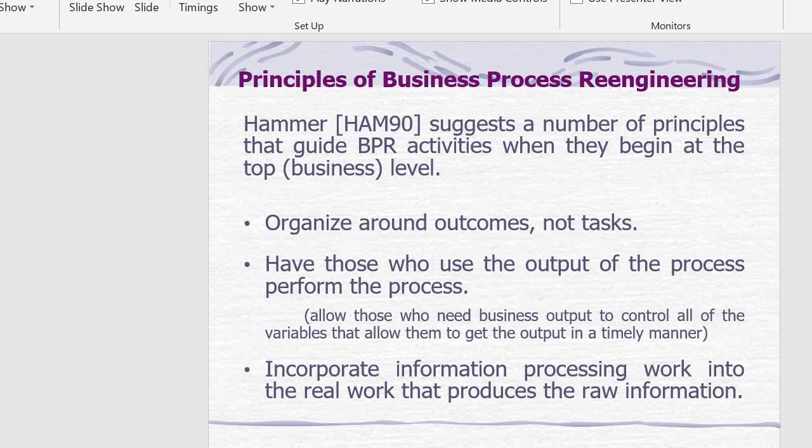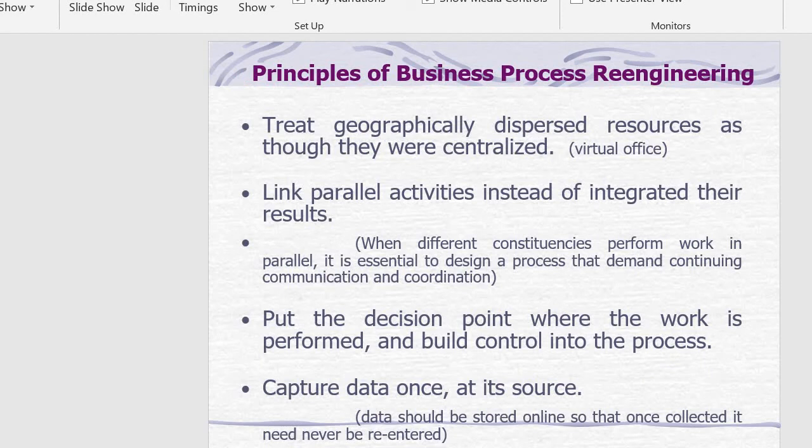One of the important principles in business process re-engineering is to incorporate information processing into the real work that produces the raw information. Treat geographically dispersed resources as though they were centralized. So look at the concept of virtual offices. And nowadays, if you look at this pandemic, this concept is widely used and accepted by people.